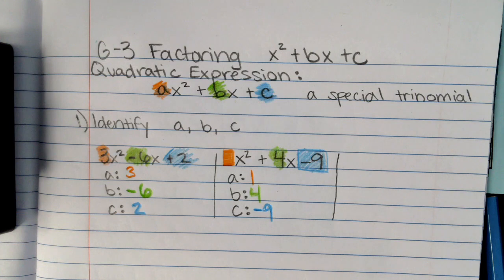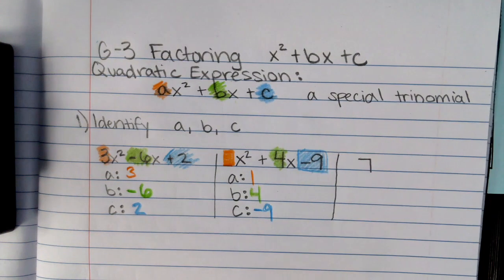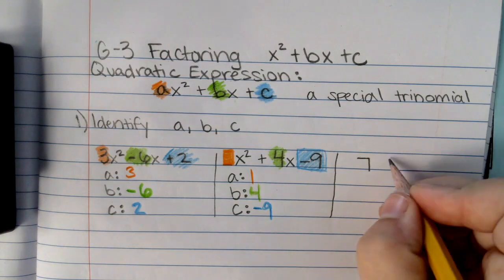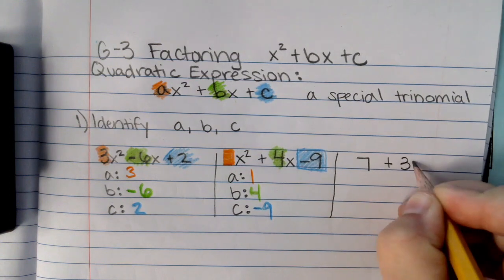All right, in this one we have 7 plus 3x squared. Now these x's, do they all have to be x always? No. What else could they be?